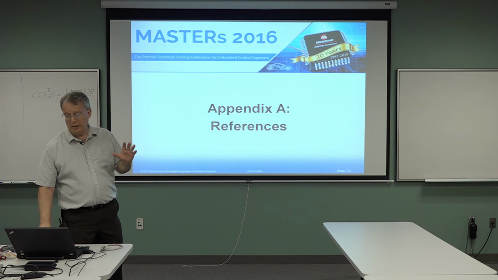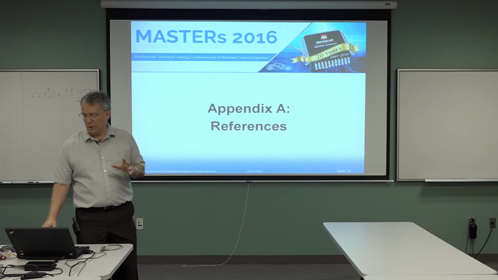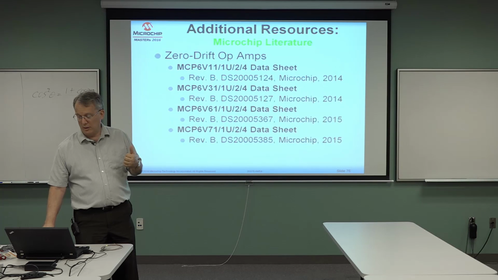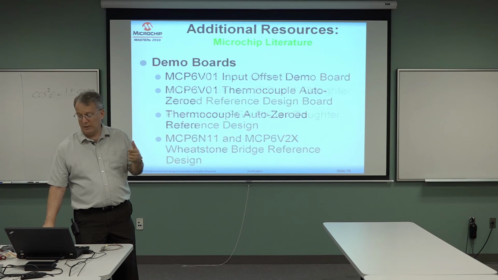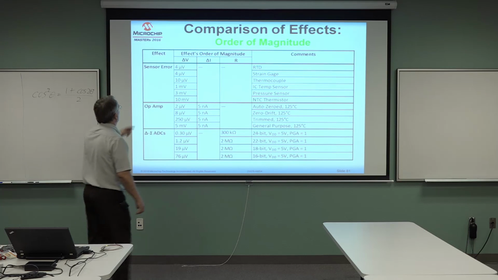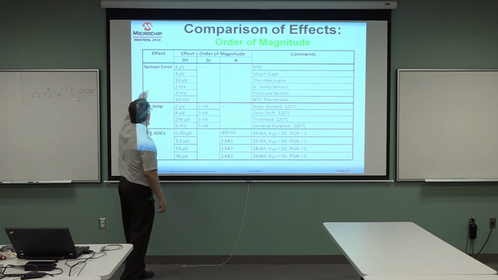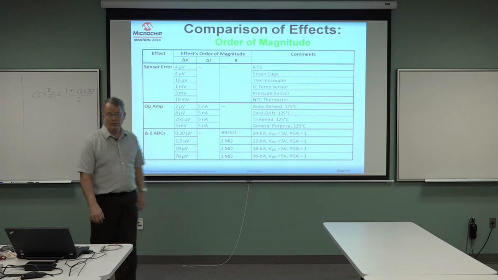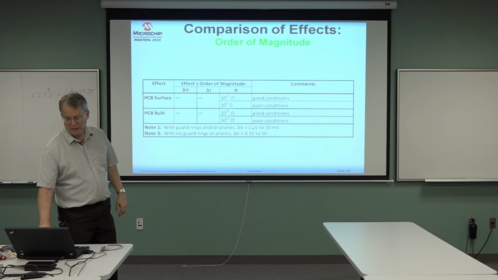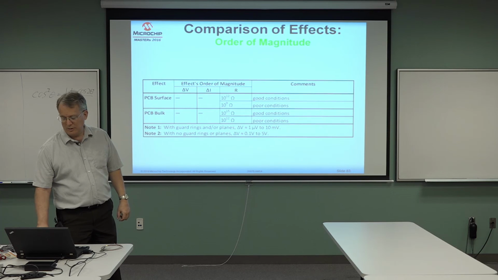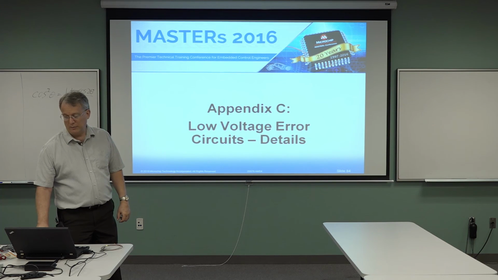Now, this is all material after the class. This is not officially part of the class, I just want to comment. I show some references, application notes, data sheets, and demo boards that are related to this class. In Appendix B, I show a comparison of effects: different sensors and their effect, different types of op-amps and what error level they have, delta converters error levels, resistors, capacitors, printed circuit board. These are just order of magnitude numbers. If you're not familiar with that type of error, it may give you a place to start. And then I go through the circuits in detail.